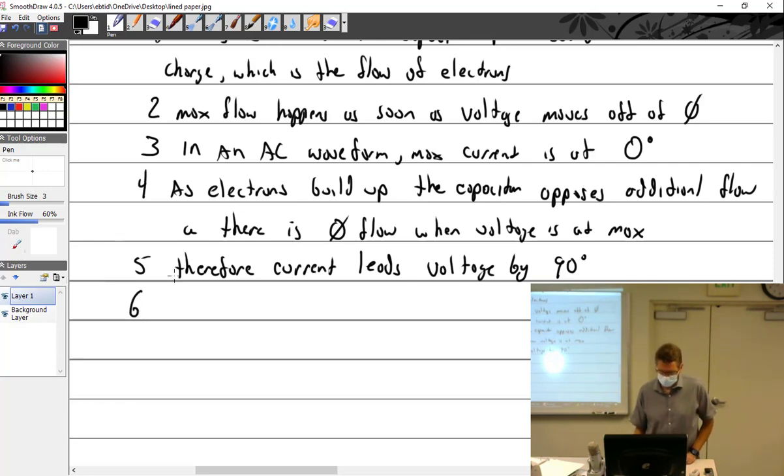Cut some of this out. So when applied voltage moves through 90 degrees and starts decreasing, the capacitor discharges, keeping the current flowing. We already talked about that. As voltage passes through 180, the capacitor, which is fully discharged, allows current to flow and receives a charge.